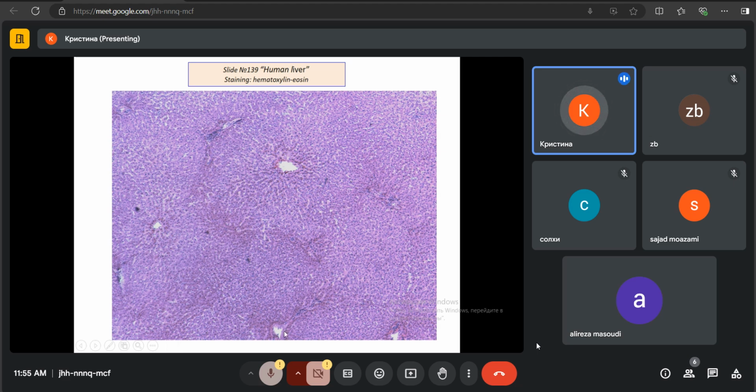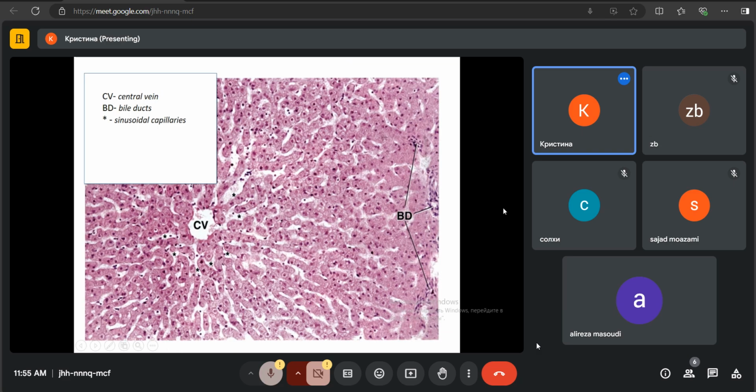The same is here in this area, because also we see here more than 2 elements. In this picture, at high magnification, we see the central vein. Into the central vein, the sinusoidal capillaries drain. Between sinusoidal capillaries, we have the trabeculae of hepatocytes.